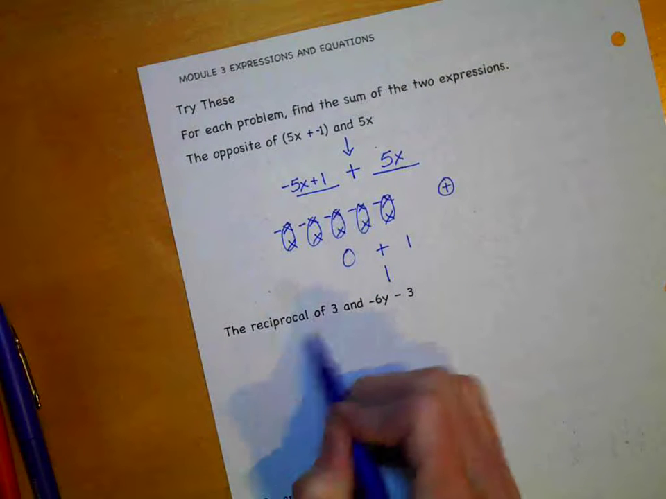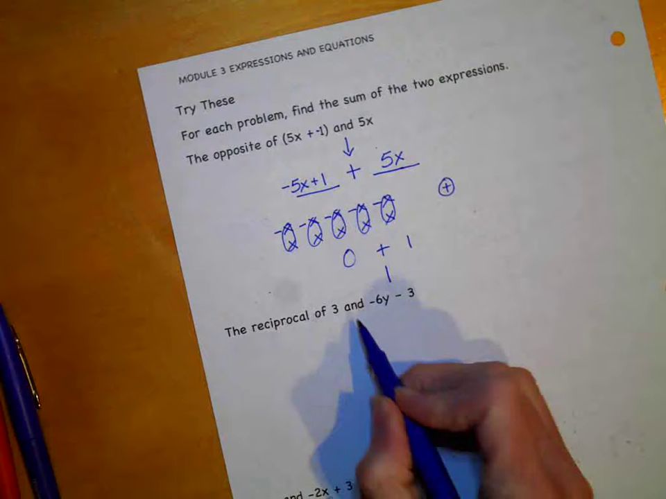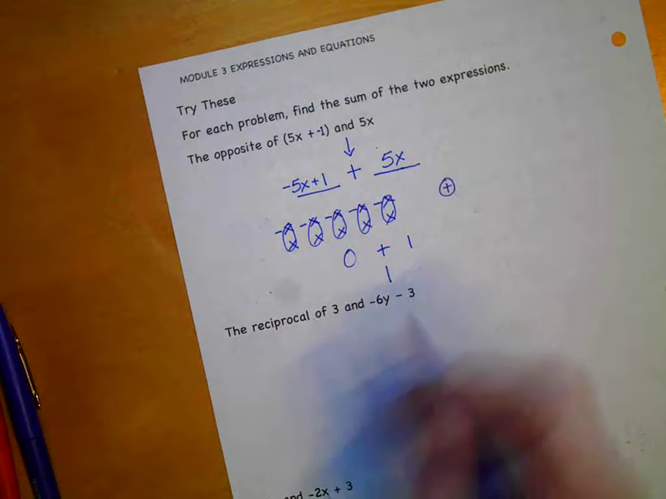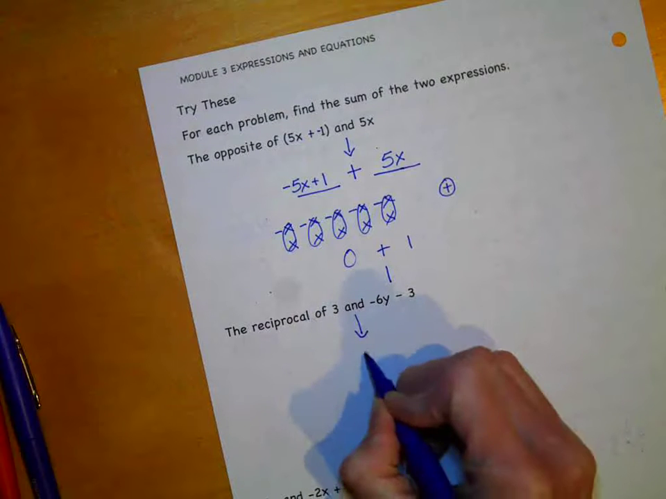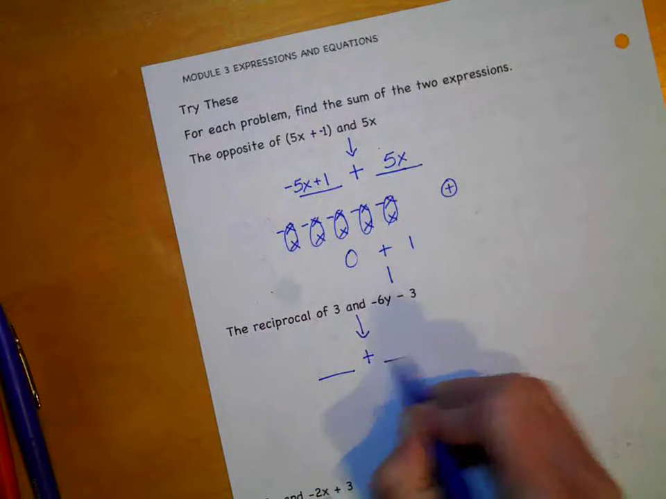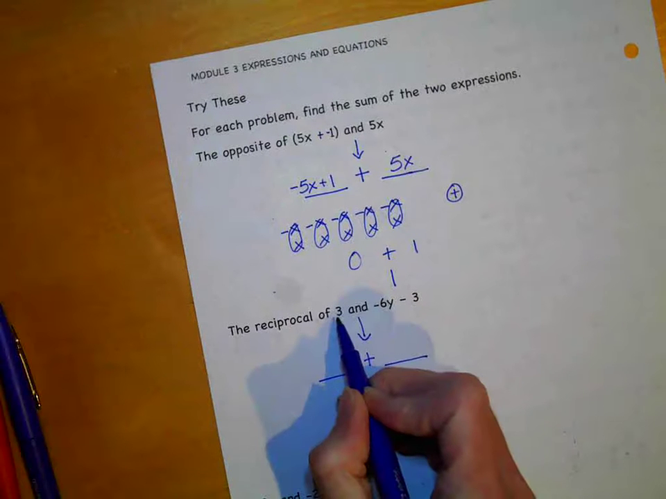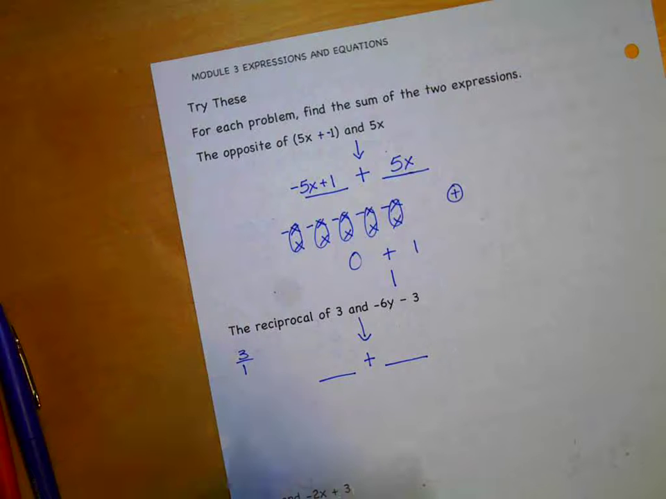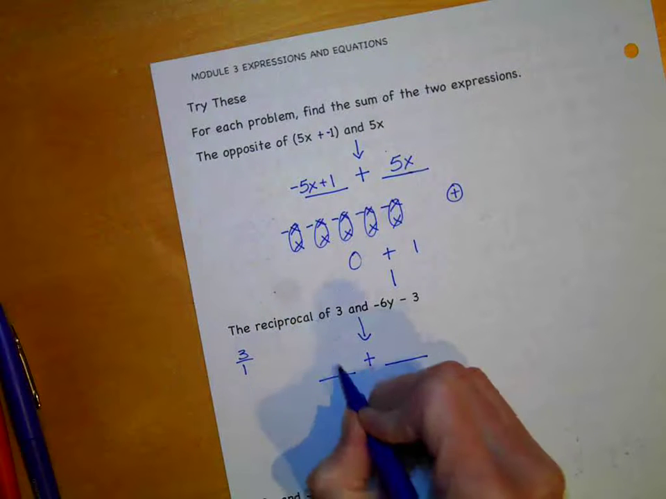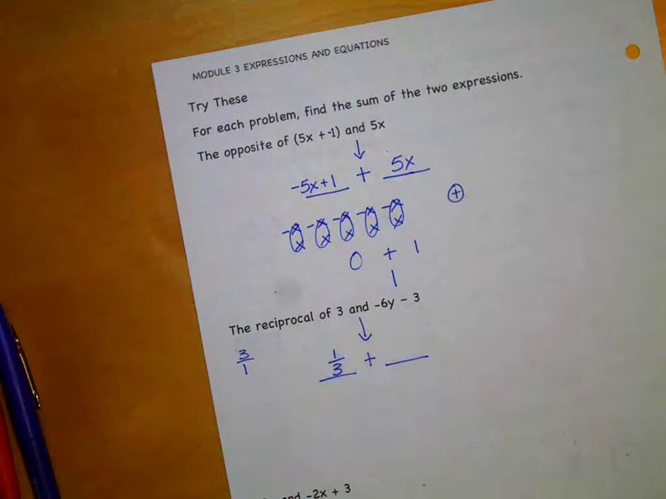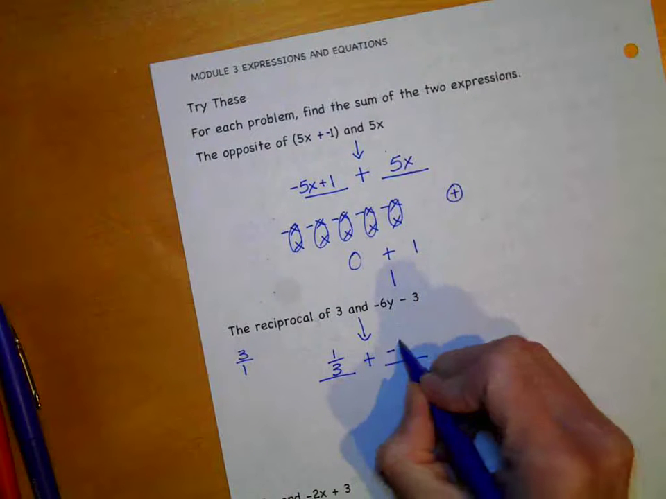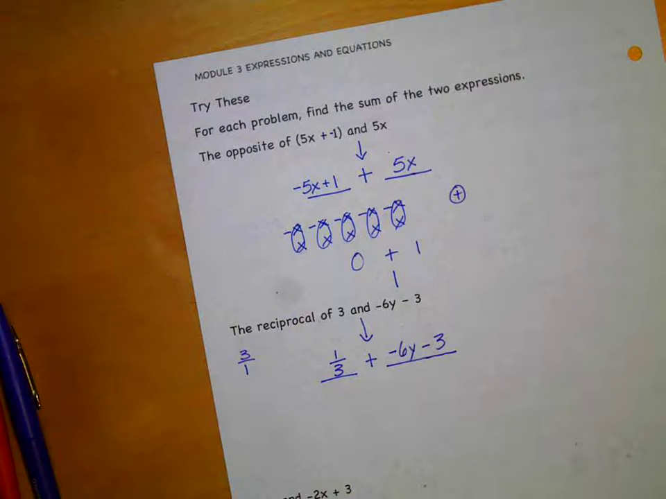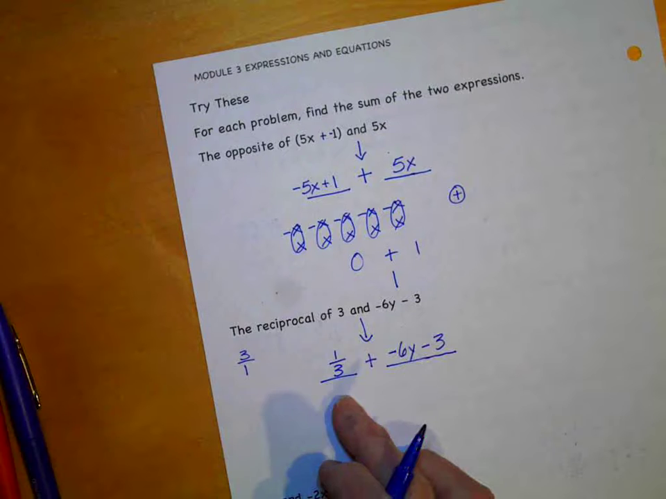That was kind of fun, wasn't it? Okay, so let's try another one. The reciprocal of 3 and negative 6y minus 3. Okay, so again, this and right here means plus. So we're taking something plus something. Okay, the reciprocal of 3. Well, 3, when it's a fraction, looks like this, 3 over 1. So if I'm taking the reciprocal of that, then I would have 1/3, right? And we have negative 6y minus 3. Okay, that's what we have.